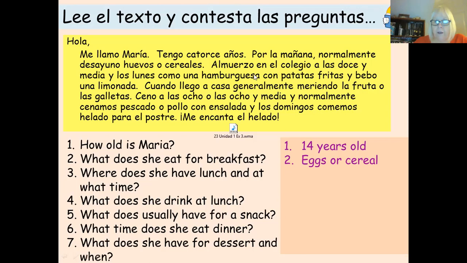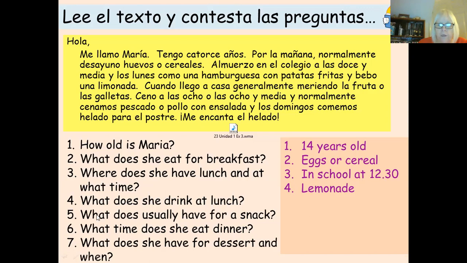Where does she have lunch and at what time? Again, there's a new word here that I hope you've written down, almuerzo. It's another word for como. It's another word for to have lunch. And in fact, because como is used for just I eat, this one here is specifically for lunch. Almuerzo en el colegio a las 12:30. So I have lunch, and el colegio is at school. Hopefully you got that one. And we want the time as well, a las 12:30, so 12:30. So it's in school at 12:30. What does she drink at lunch? Bebo una limonada. So she drinks lemonade.